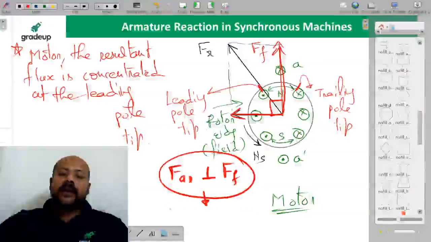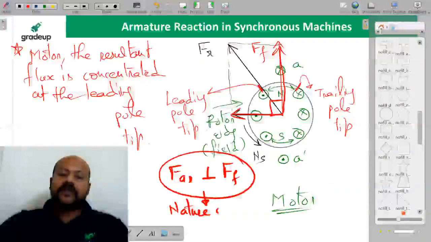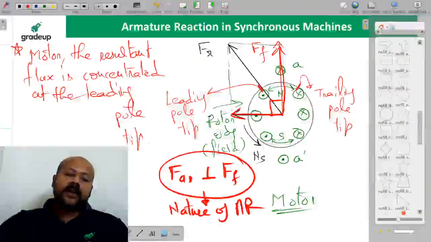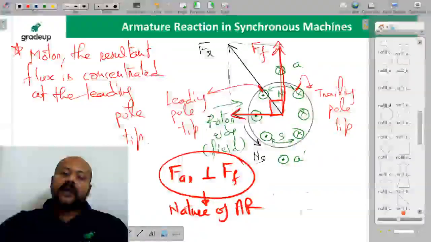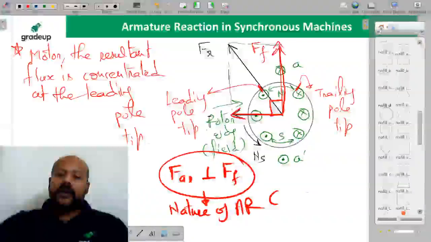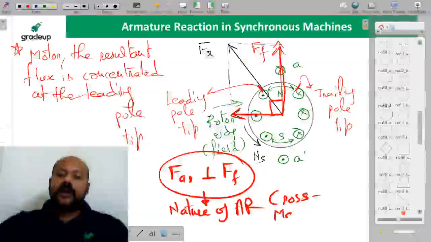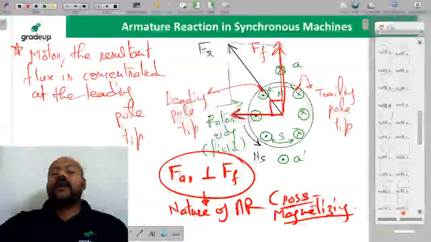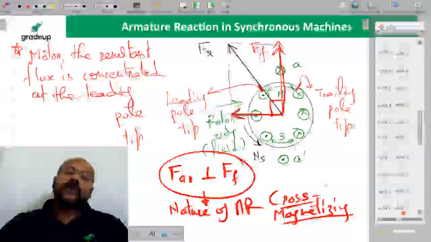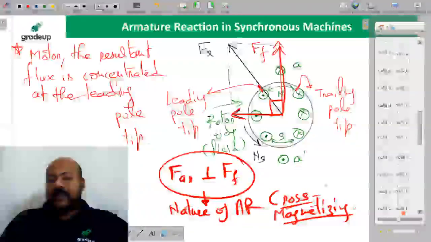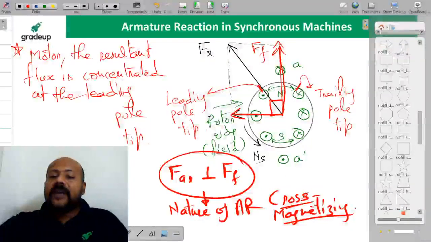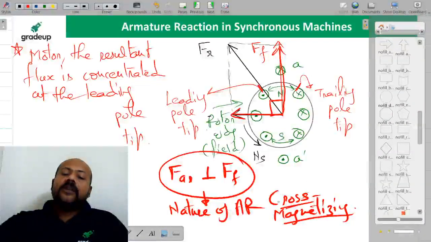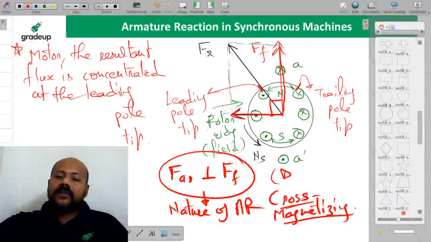So you can say the nature of the armature reaction is going to be cross magnetizing. Now in some of your interviews, if you clear your GATE examination with a very good rank and clear your written examination of the engineering services, you go to the UPSC interview. Let me tell you, if he asks you what is the cross magnetizing effect of the armature reaction, then you just tell him one word, that is called distortion.